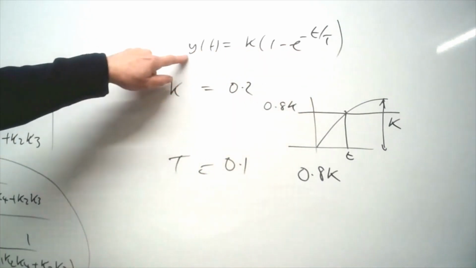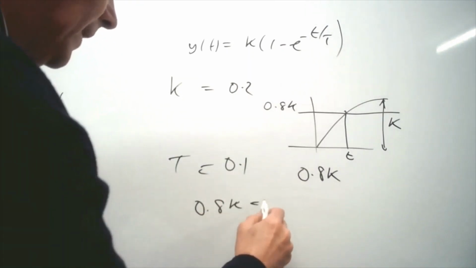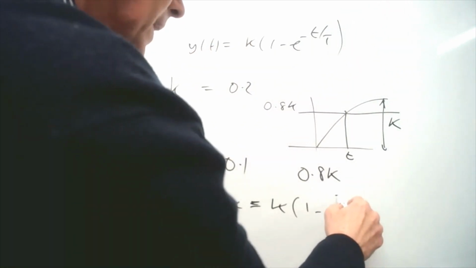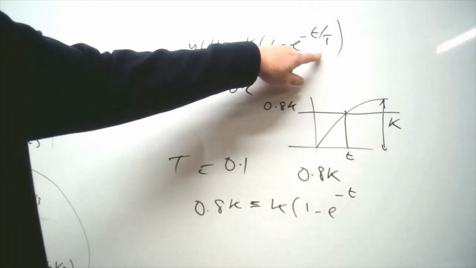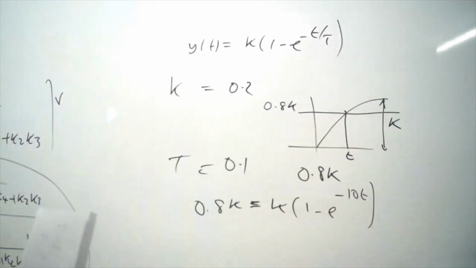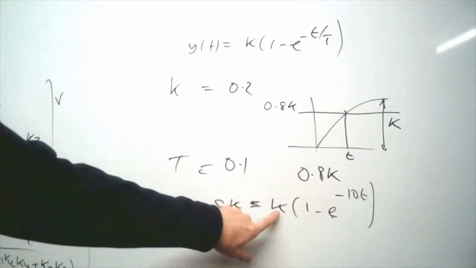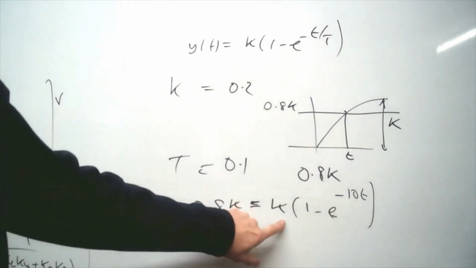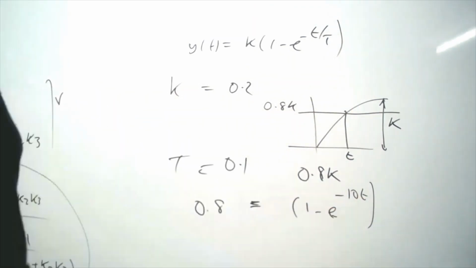So what we do is we just put the numbers into this equation. So y of t is 0.8K. So we get 0.8K is equal to K into 1 minus e to the minus t over T, and T was 0.1, wasn't it? So 1 over 0.1 will be 10. Here's the expression now that we've got to solve. 0.8K, that's 80% of the total, is equal to K into 1 minus e to the minus t over T. Now what's nice about this is the K's cancel, so we don't need to know K anyway. That cancels out, and then we can solve this for little t, which is time.